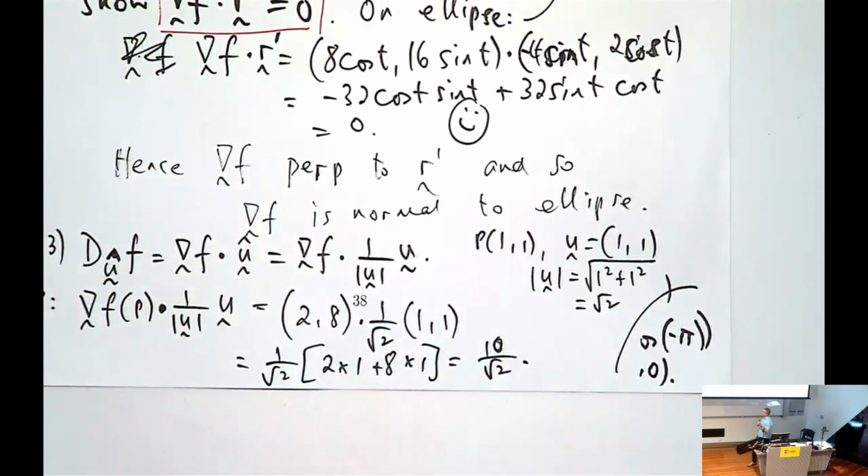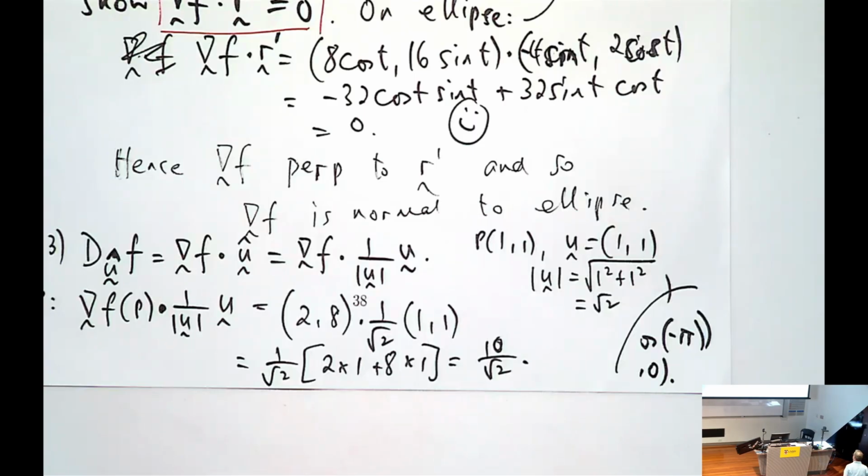Note, our answer is a number. It's not a vector. We would expect it to be a number. Why? Because it's the slope of a tangent line. So we've got a number. Big deal. The number is positive. What could we say about our function? Would it be increasing, you think, or decreasing in that direction at that point?